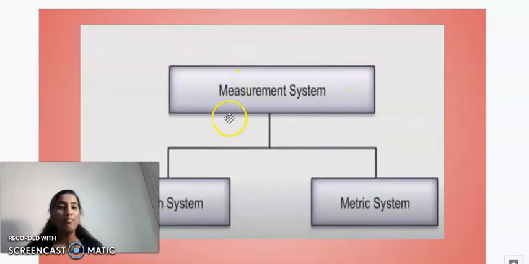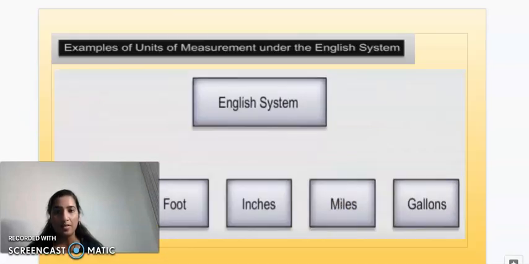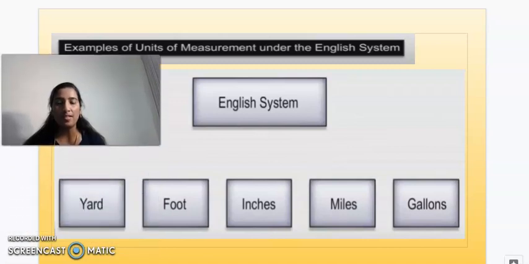There were two kinds of measurement systems, the English system and the metric system. These are some examples of units of measurement under the English system: yard, foot, inches, miles, and gallons. In this system, there was no uniformity in the conversion from one form to another.